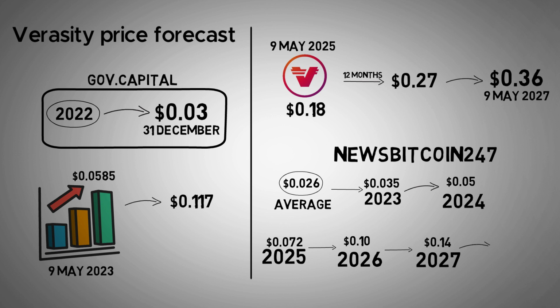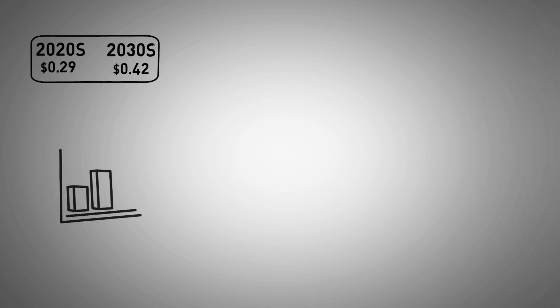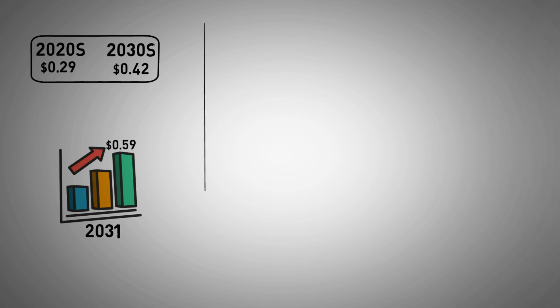In 2027, it should reach $0.14. The same site's average price forecast for 2028 is $0.21, and it should close the 2020s at around $0.29, before starting the 2030s with an average price of $0.42. There will then be another upwards move in 2031, when VRA will be worth around $0.59.